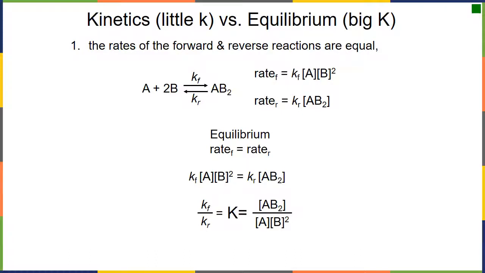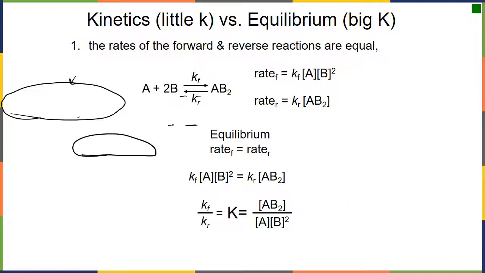So, from kinetics with our little k, we know that if we have the reaction A plus 2B going in a forward direction to AB2, and in the reverse, AB2 is going to react to go back into the reactants. And we write our rates directly from our balanced equation. So the rate forward is going to be the little k multiplied by the concentrations of the reactants. The rate reverse is going to be the little k of the reverse reaction multiplied by the concentrations of the products.